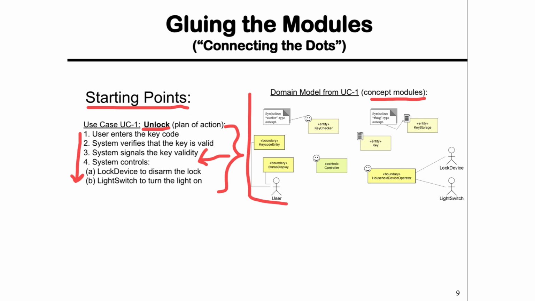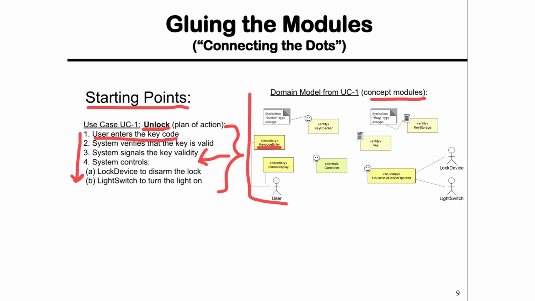This is mainly because we generate these boxes, or the contents inside these boxes, from the use cases that we got during the stage of requirement engineering. If you see here, there is a boundary object called key code entry, which is identified from here because it says user enters the key code, right?